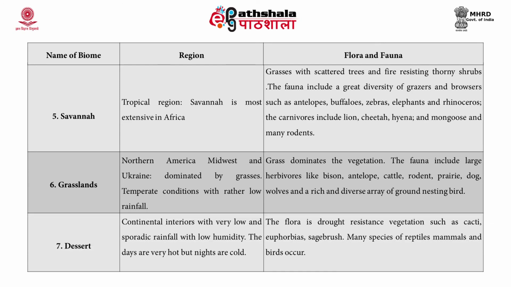Desert: the regions where they are found are the continental interior with very low and sporadic rainfall with low humidity. The days are very hot and the nights are cold. The flora is drought-resistant vegetation such as the cactus, cacti, euphorbias, sagebrush. Many species of reptiles, mammals and birds also occur.